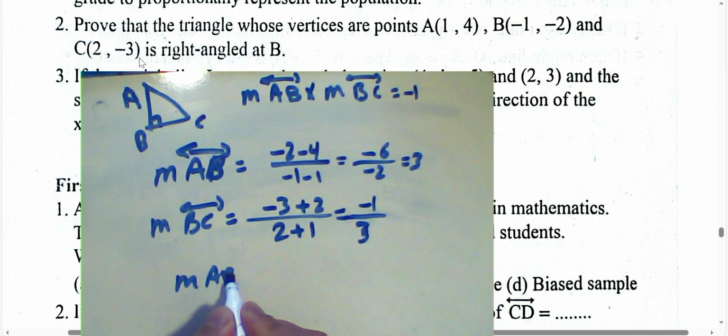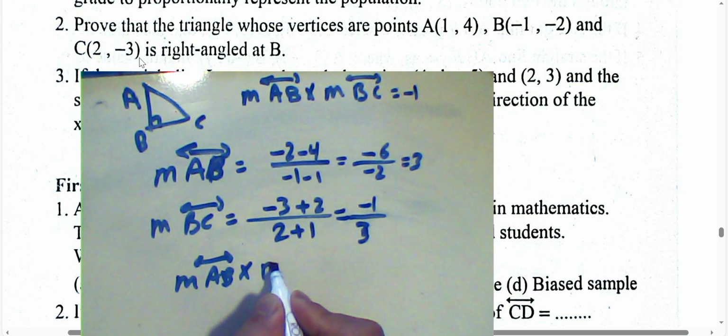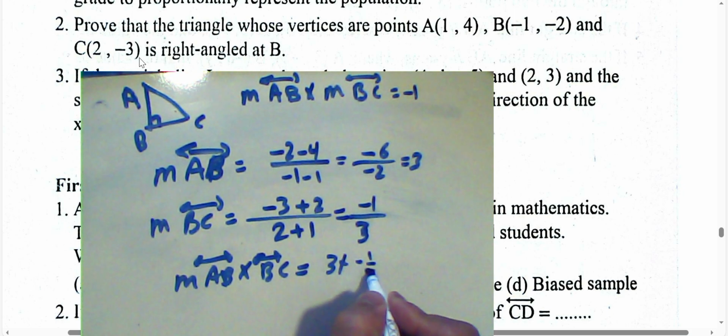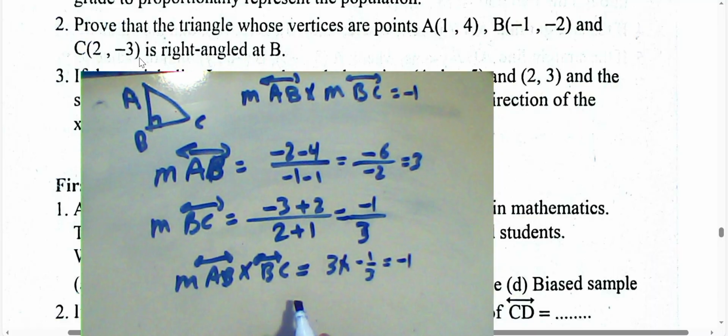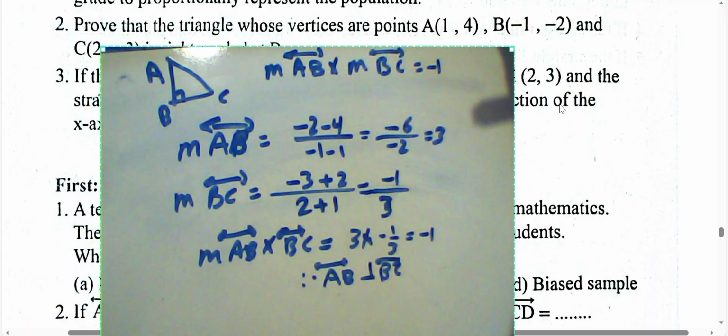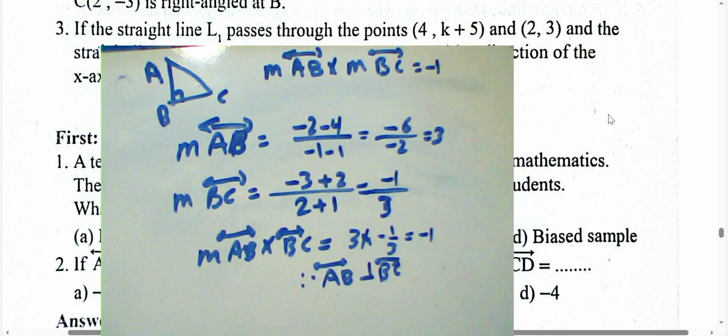The slope of AB product by slope of BC equal 3 product by negative 1 over 3, it will be negative 1. Then straight line AB will be perpendicular to BC. It's meaning the measure of the angle will be 90 degrees. Then we have a right angle triangle here.